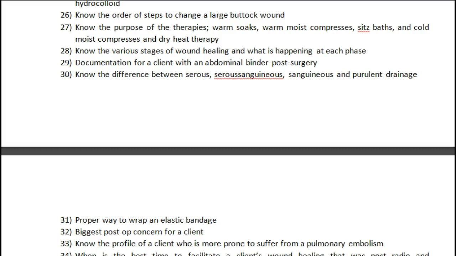Warm soaks involve the immersion of a body part in warm solution, and basically it promotes circulation, it lessens edema, increases muscle relaxation, and allows application of medicated solution of some sort.